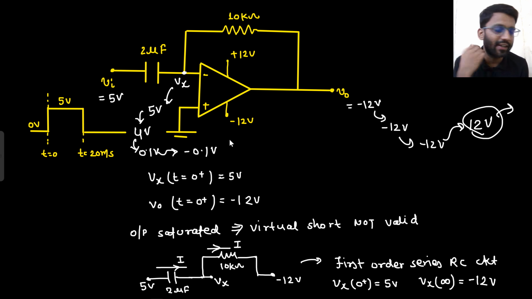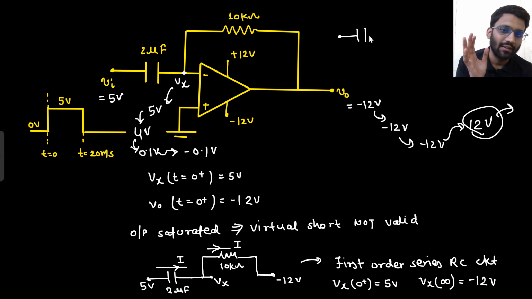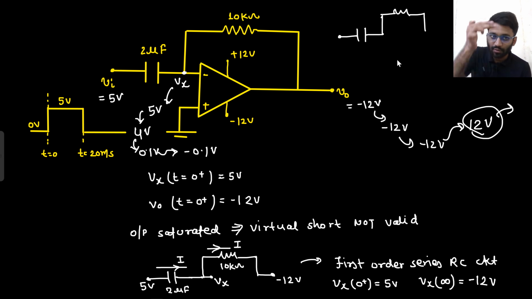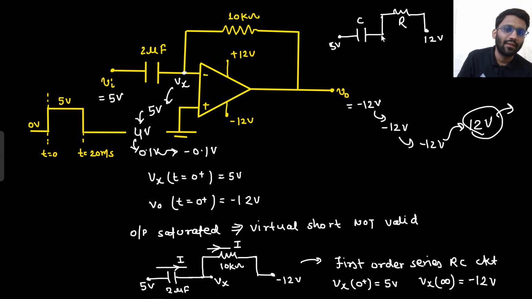Now, what will be the target of Vx? What is Vx seeing? This is my capacitor, this is my resistor. Now Vx has gone to 0. It was trying to go to minus 0.1, but just as it tried to go to minus 0.1, here you got plus 12 volt. And this is your resistance R, this is your capacitor C, and this is your 5 volt. Okay. Now, what will be the target of Vx?